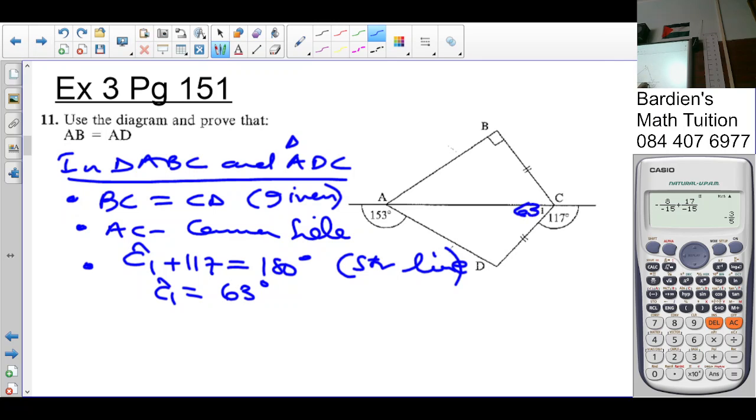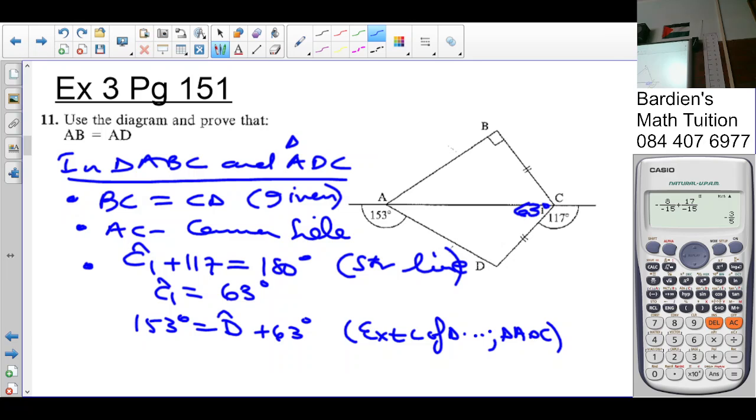Alright. Now what? 153 degrees equals angle D plus 63 degrees. Why? Exterior angle of triangle ADC. So angle D is equal to 153 minus 63, 90 degrees. Hang on. Angle D is equal to angle B equal to 90. There's the third one. Can you see that?